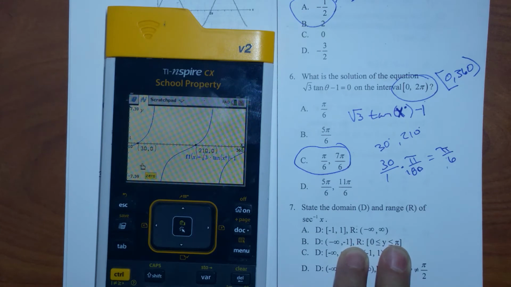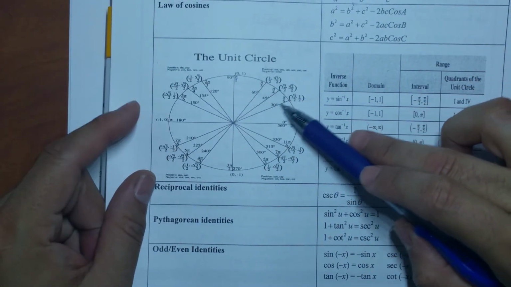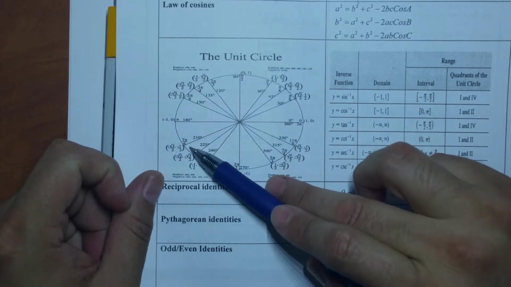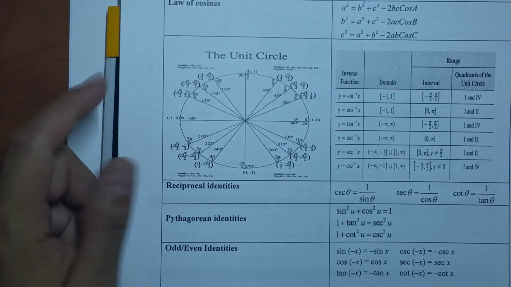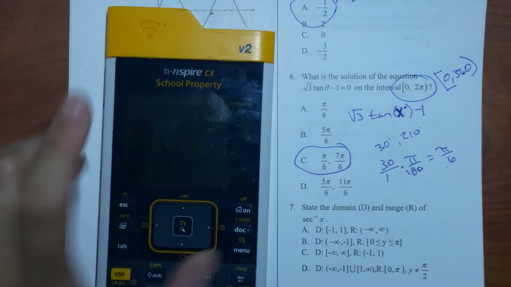Like I said, you could check it on the unit circle. So 30 and 210. So 30 is pi over 6. 210 is right here, which is 7 pi over 6. So it is on my unit circle. It is on the reference sheet. Answer has to be C.